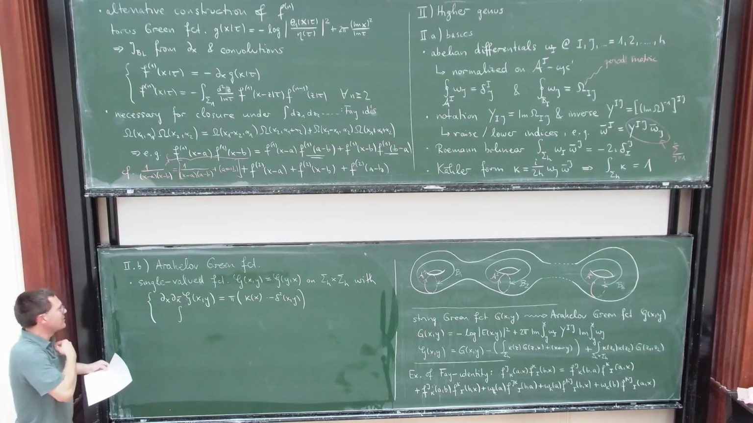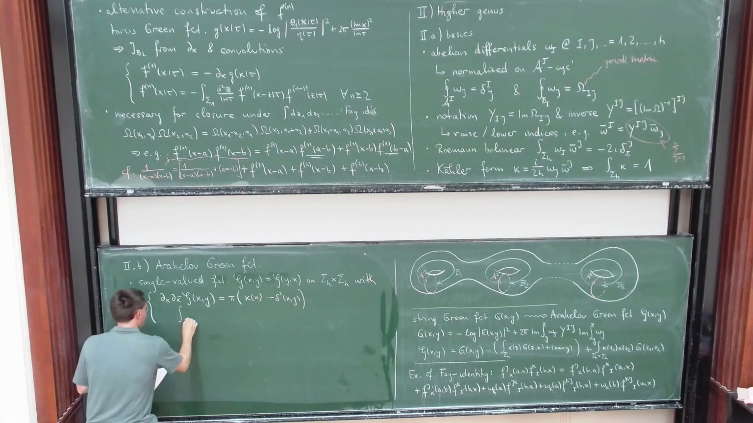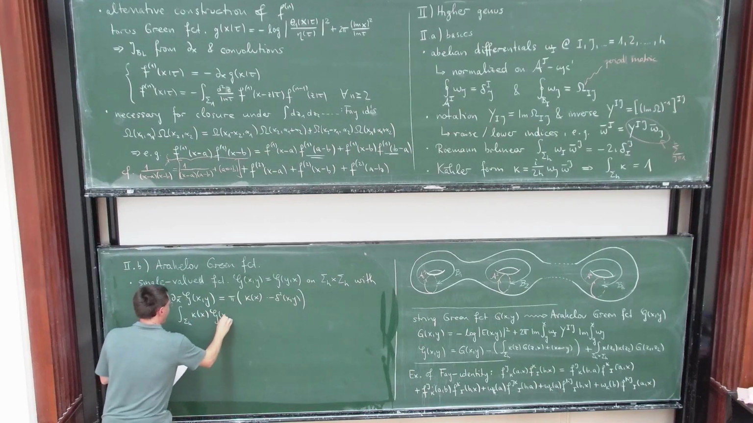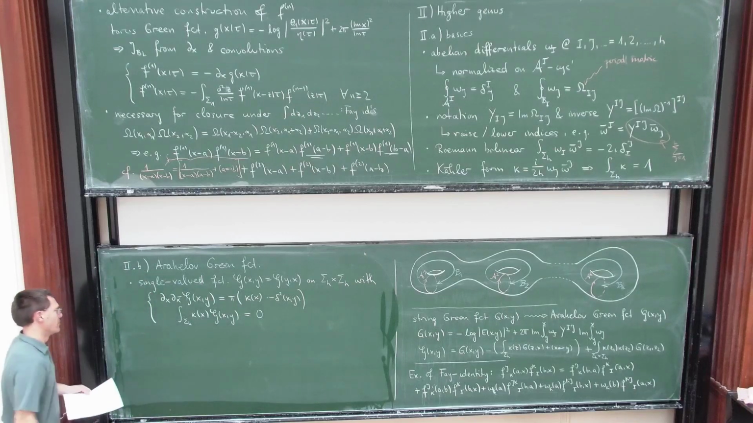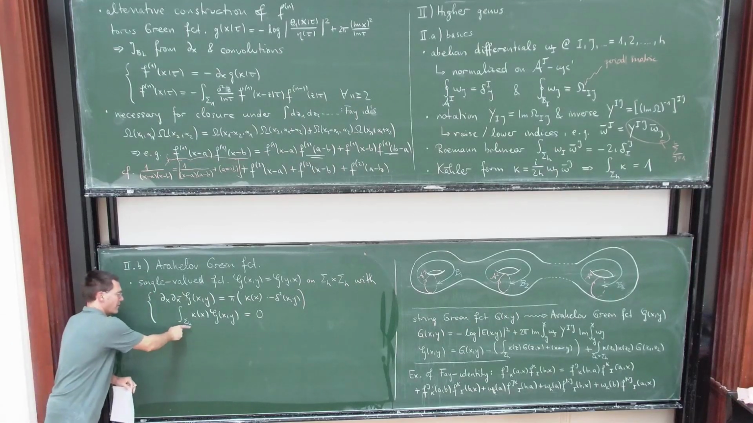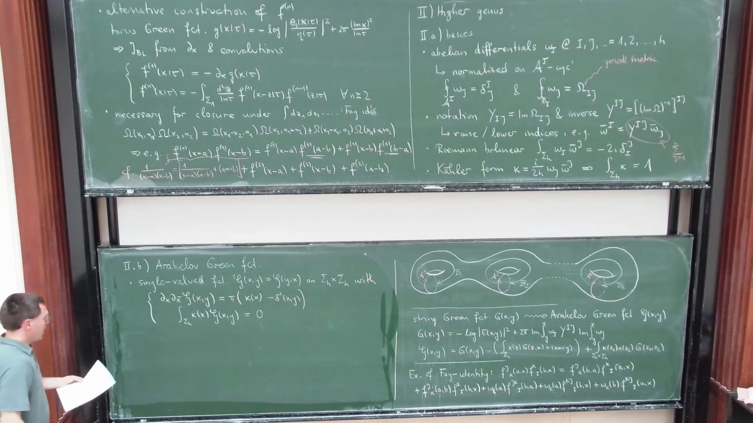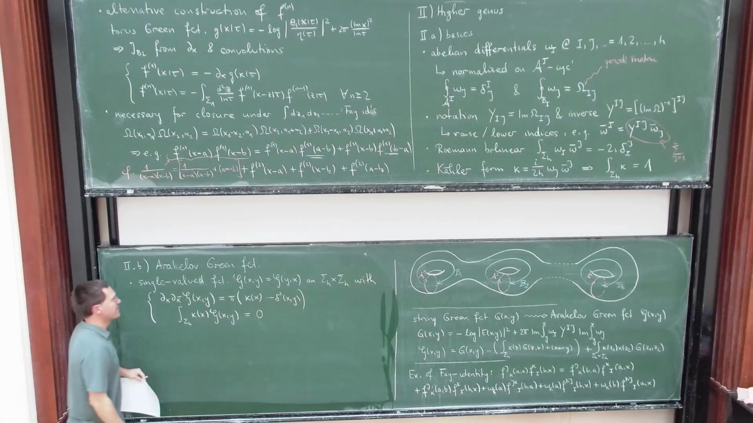And I finally need to specify my conventions for the zero mode. So it's taken to be orthogonal to the zero modes with respect to the scalar form, which is a fancy way of saying that it integrates to zero when integrated over the surface against the scalar form. Okay, so this is in principle enough to uniquely fix the Arakelov Green's function.